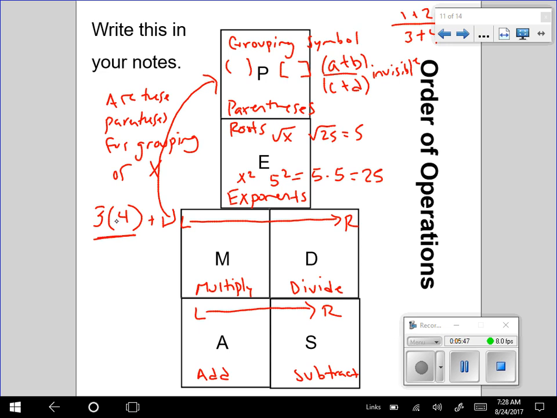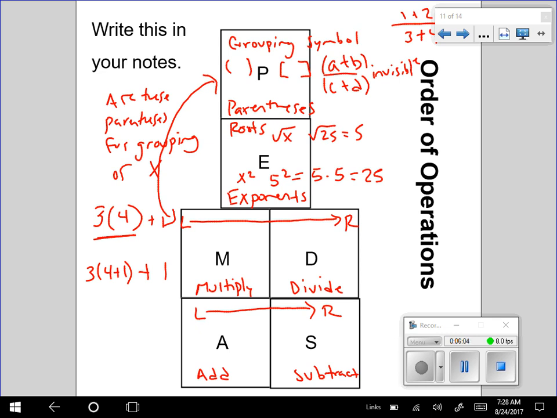So we have to make sure we understand the difference between the two. If we were talking about grouping symbols, it would look something like this. Now we need to do the parentheses first, the grouping symbol here.